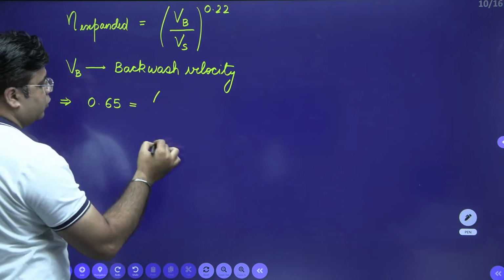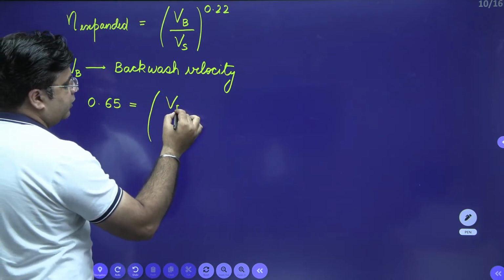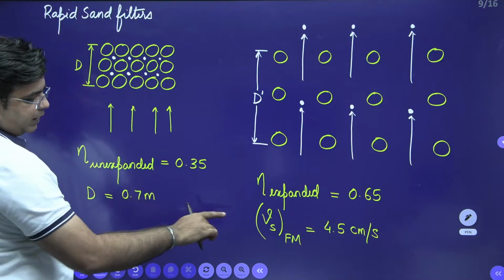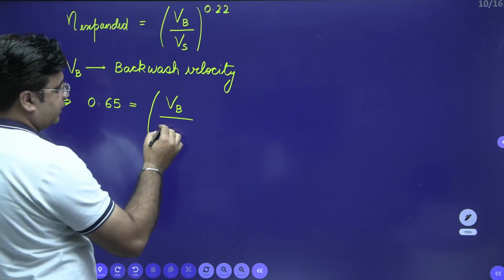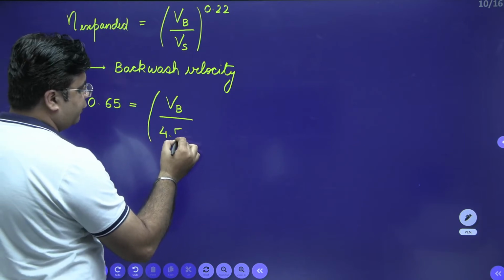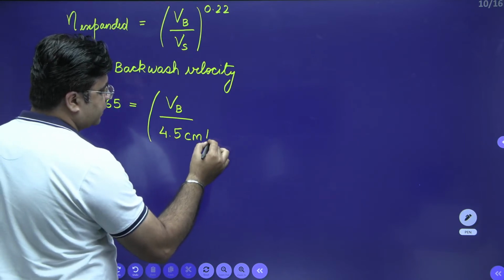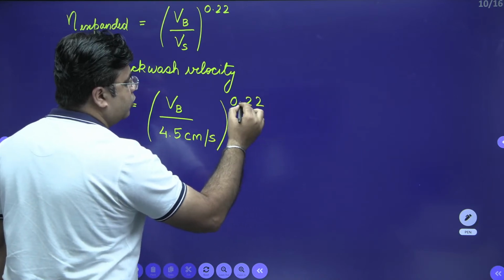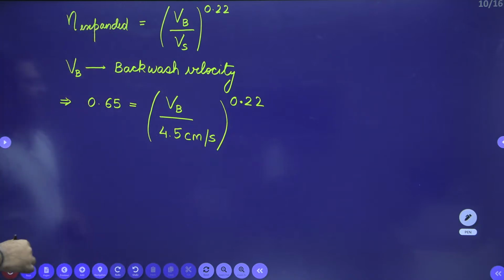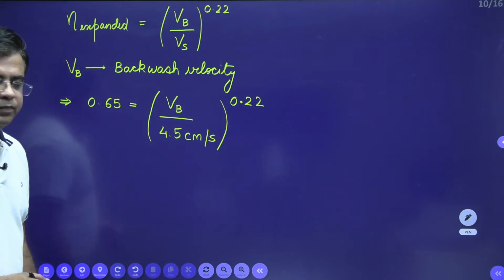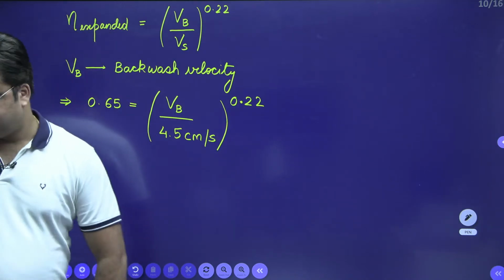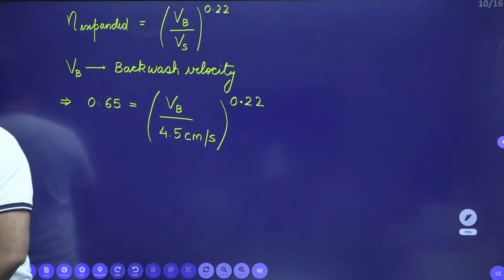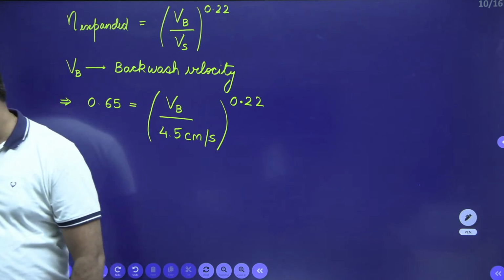So 0.65 is equal to VB, which I need to calculate, divided by the settling velocity of the medium particle, which is 4.5 centimeter per second, raised to the power 0.22. Please take care of the units. From here you can calculate the backwash velocity. Just do the calculation. Even I'll do the calculation here.